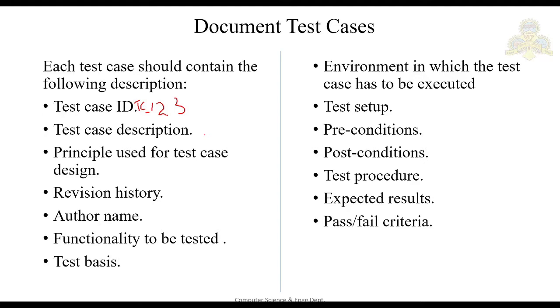Then you have to have the principle used in the test case design technique. That means whether you have used boundary value analysis, use case scenario, equivalence partitioning, etc. Then you should have the revision history. Revision history means when it was first created, when it was modified, the last modified date. All these things have to be captured. Author name is also important, that is, which tester has written the test case.